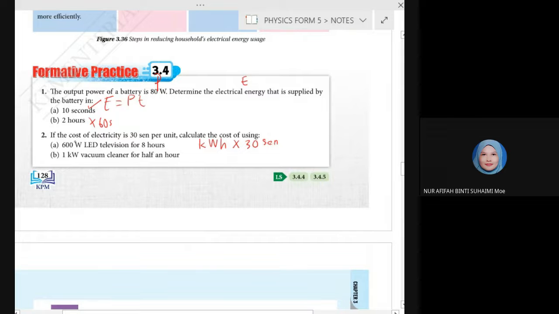So this 600 watts must be changed to kilowatts, divide by 1000. And 8 hours is already correct because we use the unit hour. And then times 30 cent. 1 kilowatt hour, this is already the correct unit, kilowatt hour. For half an hour, half an hour equals 0.5 hour. 1 times 0.5 times RM 0.3, then you get the cost.